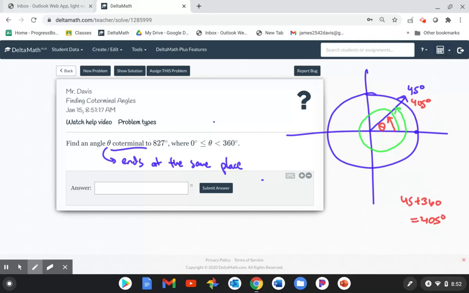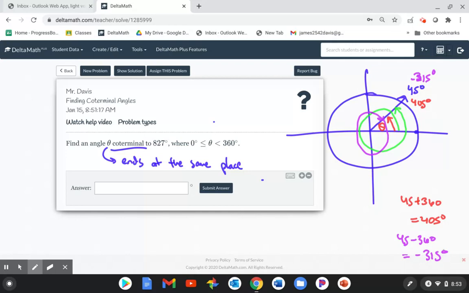Another coterminal angle to that one would be if I did 45 minus 360. I would get negative 315, which means if I were to go around this way, I would end there at negative 315. Sorry, guys, my math was a little fuzzy there. So those would all be coterminal. Another coterminal one would be 765, because you added 360 again to 405. So there's really an infinite amount of coterminal angles.